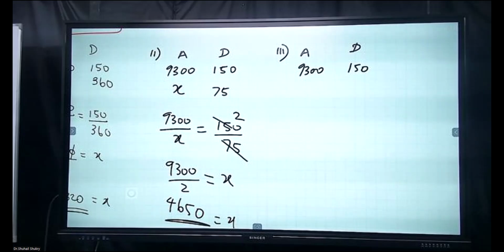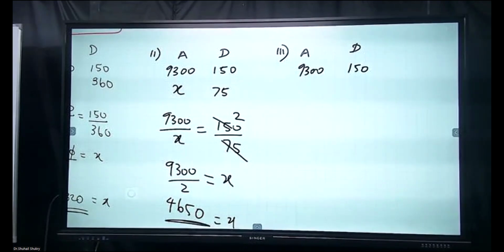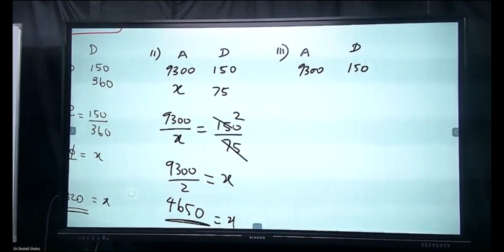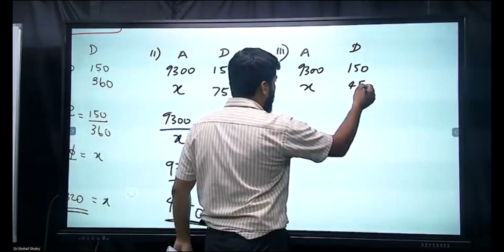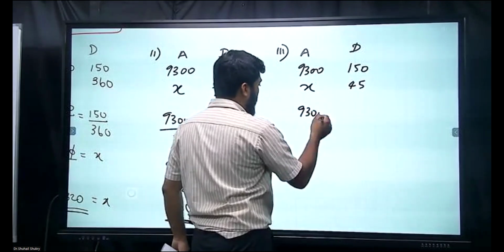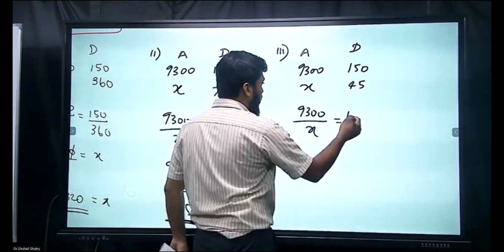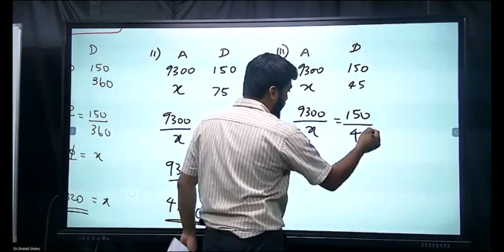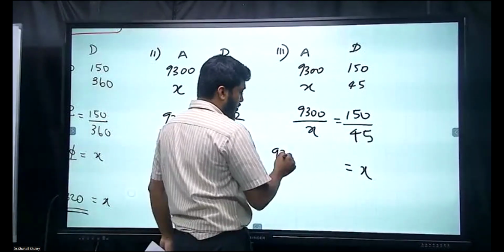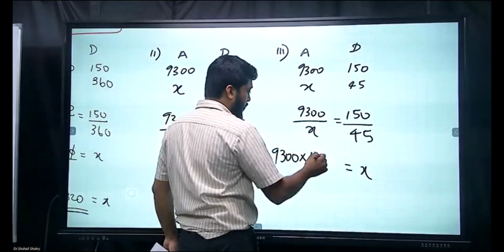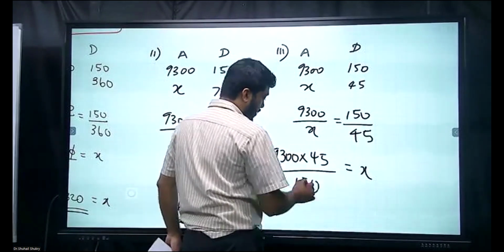If you write that, it will come like this. 9,300 to 120, fourth position. Fourth position means 45 degrees. So extend here 45 degrees. So 9,300 divided by x equal to 150 divided by 45, right? So x I'll take here: 9,300 multiplied by 45 divided by 150.